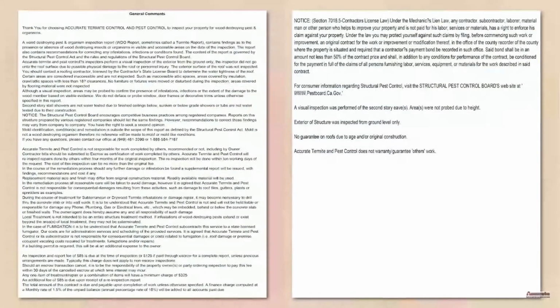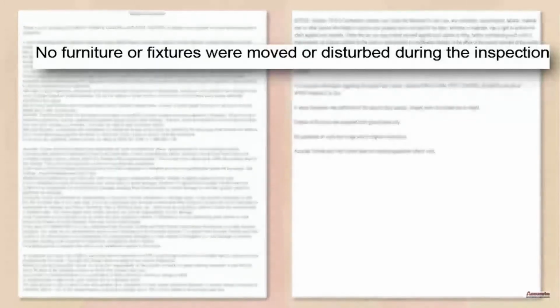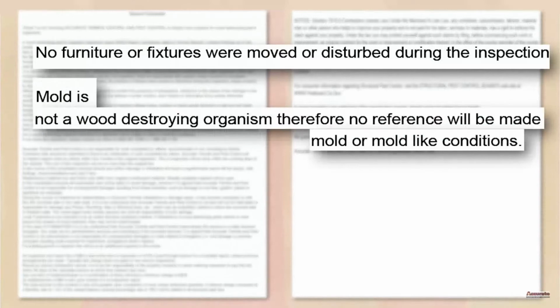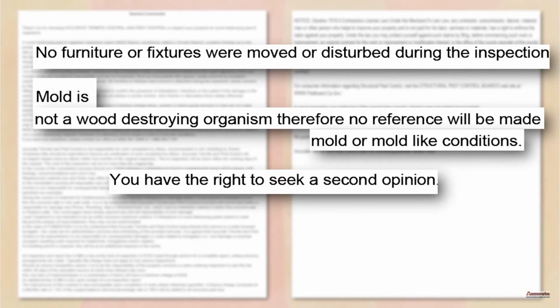Pages 2 and 3 of termite inspection reports tend to be legalese and disclaimers, such as, "We did not move furniture at the time of inspection," or "Mold is not a wood-destroying organism, therefore this inspection did not include looking for and noting mold," or "You have the right to a second opinion," and on and on and on.